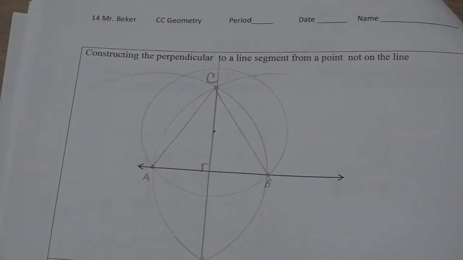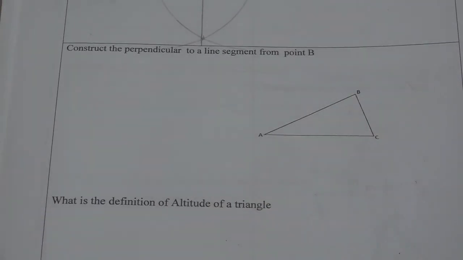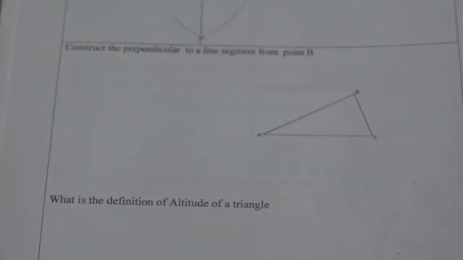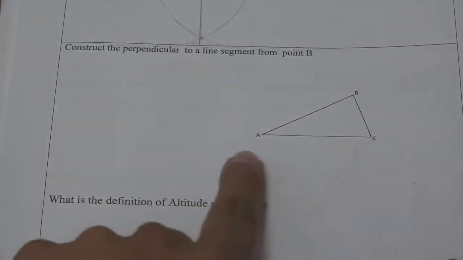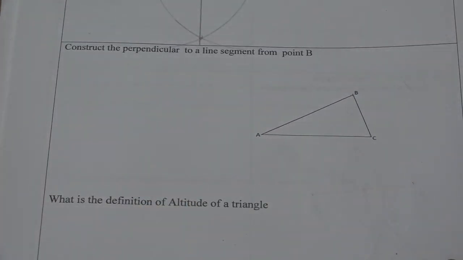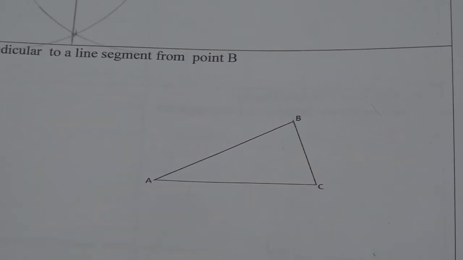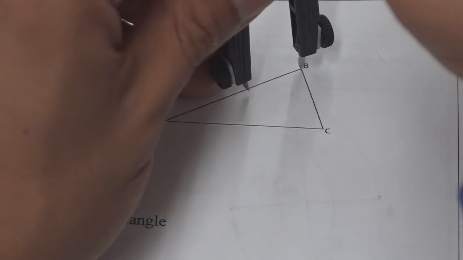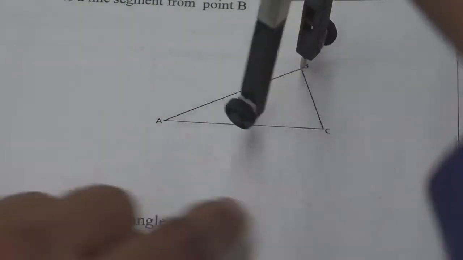Okay? For example, here, construct the perpendicular to a line segment from point B. This is point B right here. So what am I going to do? The same process. Point B is a point not on AC, meaning I have to do the altitude. Okay then, so let me do that. I said, construct a new segment. So you are going to create a circle that intersects AC in two places.